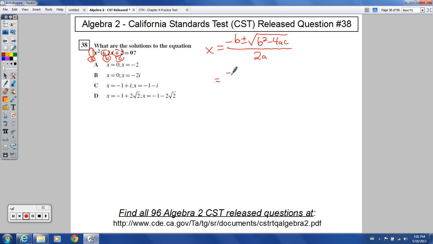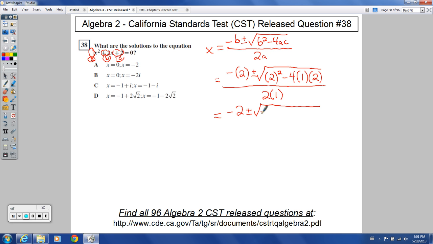And so we've got negative 2. I'm going to use parentheses for everything as I plug stuff in. And then B is still 2. So I have 2 squared minus 4 times 1 times 2, that's C as well, all over 2 times A, 2 times 1. And so this will give you negative 2 plus or minus the square root of 4 minus 8, all over 2. So this simplifies down to negative 2 plus or minus the square root of negative 4, over 2.